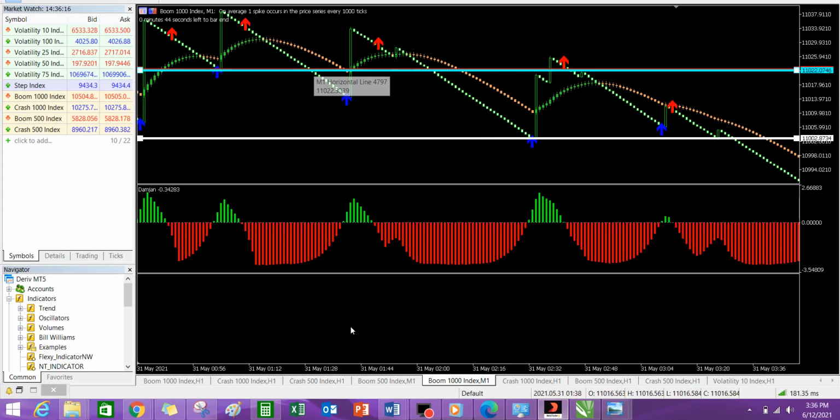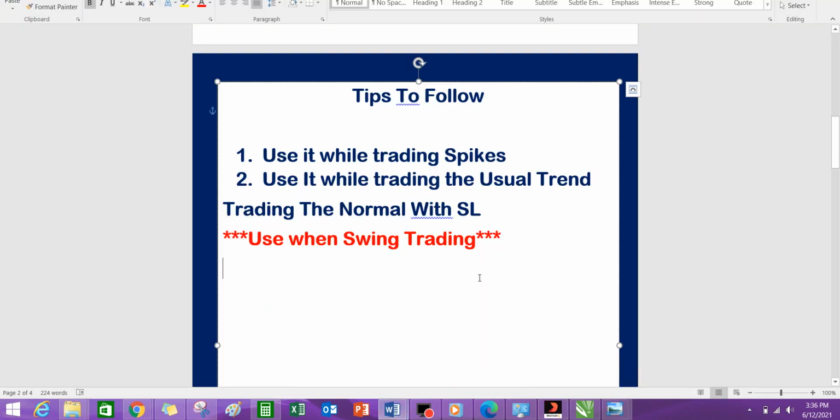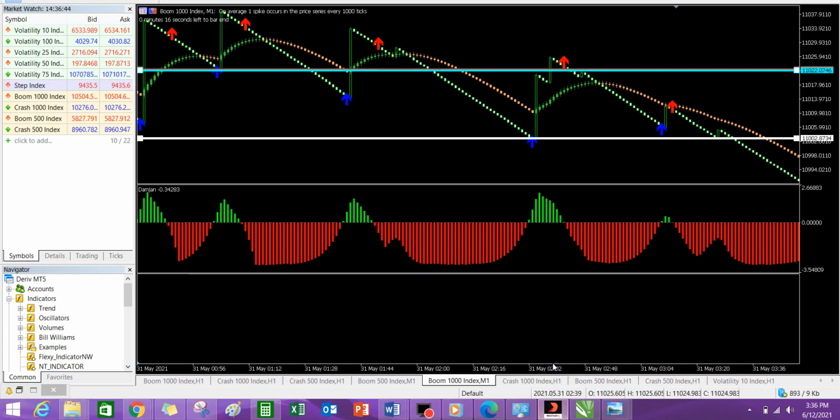For swing trading, I'm going to recommend you use this time frame, because you're going to get the signal on time using it, rather than using the daily time frame. Use the H1 time frame with the indicator I will be using, and you will be able to trade it successfully.